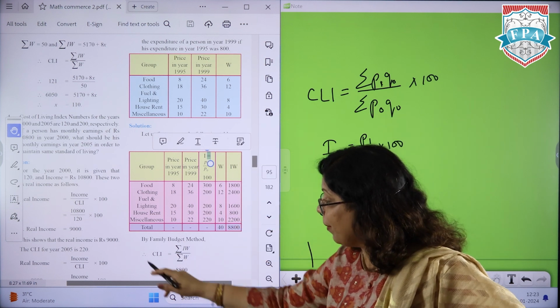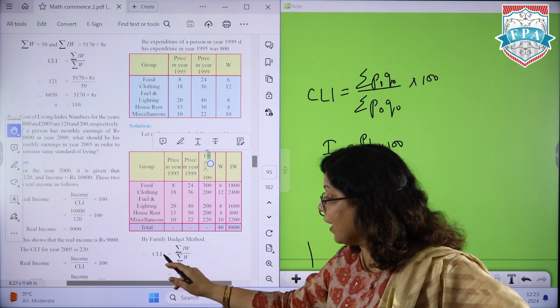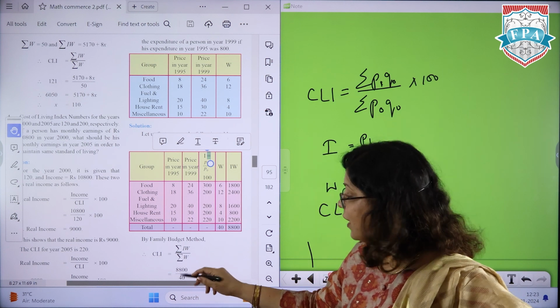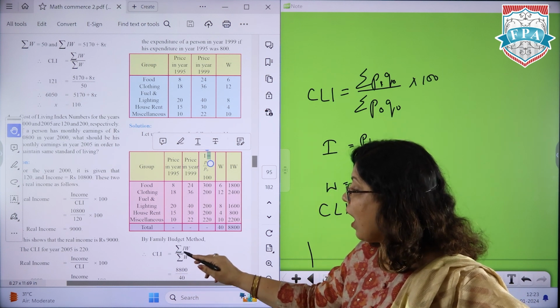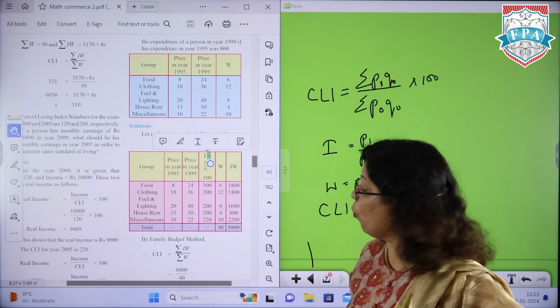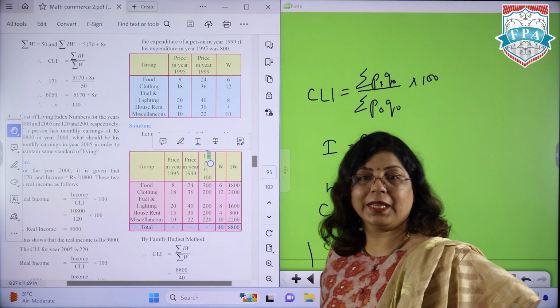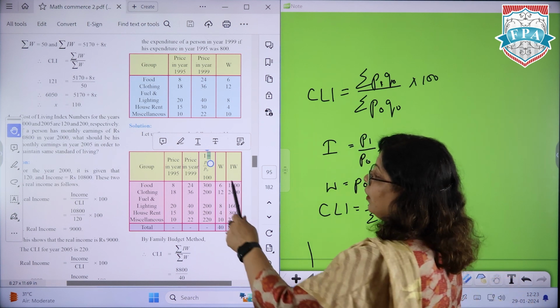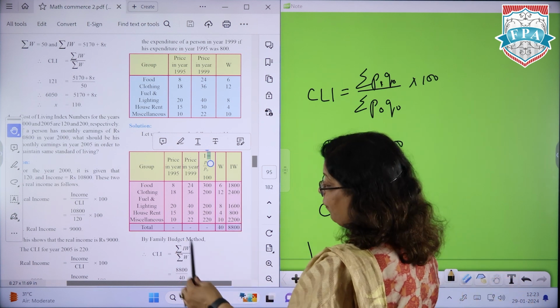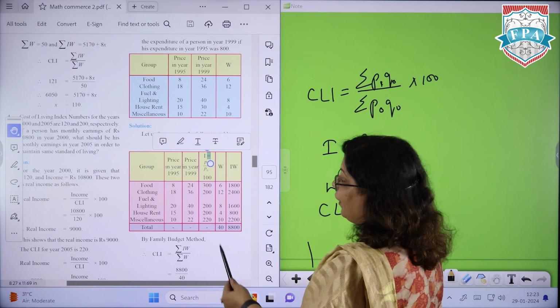Now if you notice the formula, the CLI that is coming to you, that is the cost of living index, it's only sigma IW by sigma W. You don't require the sum of I's. So we won't calculate that. Now we'll go with the value of W already given in the question, 6, 12, 8, 4 and 10.